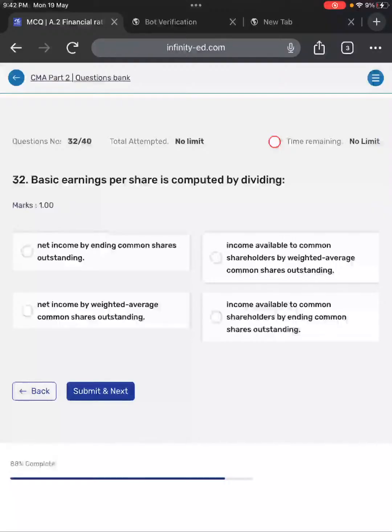Basic earning per share is computed by dividing income available to common shareholder by weighted average common share outstanding. This one is correct. Net income. Income available to common share dividing income available.